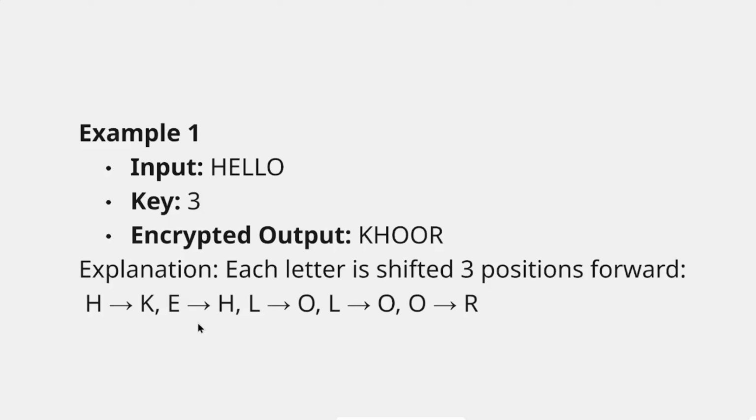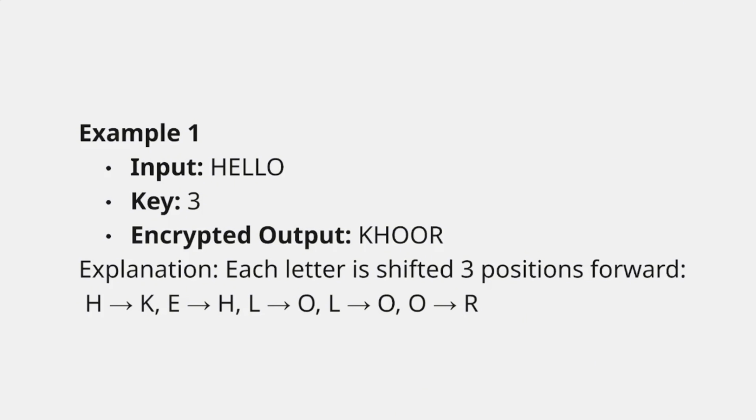And if it crosses Z, we wrap around back to A. This wrapping is very important. For example, suppose we have a Y and we have to shift 3 positions. After Y we have Z, and after that we don't have any characters, so we come back to A and continue: Z, A and B. So after shifting 3 positions, B will be our encrypted character.